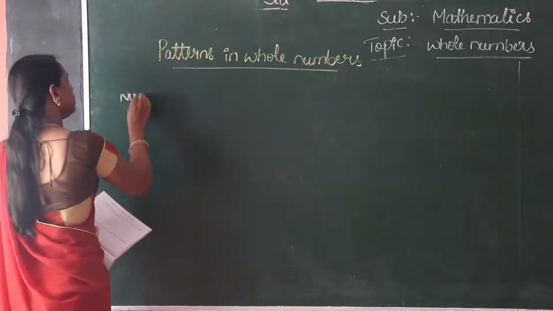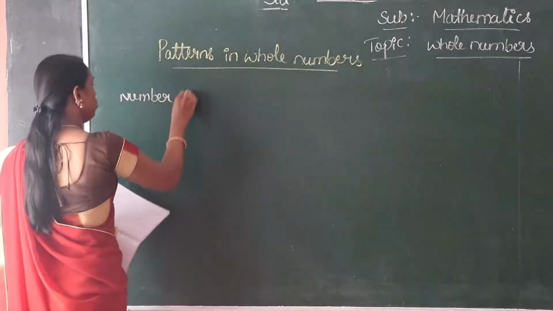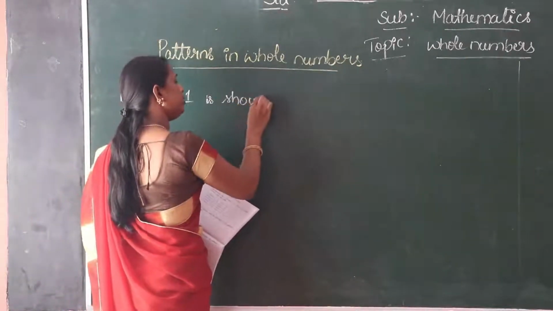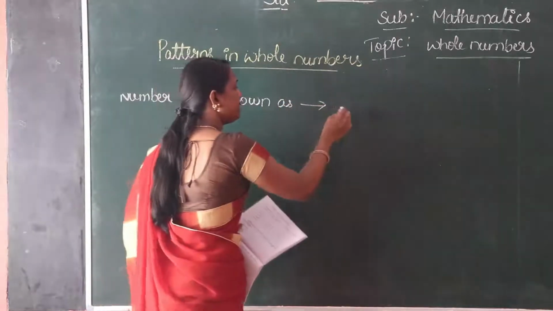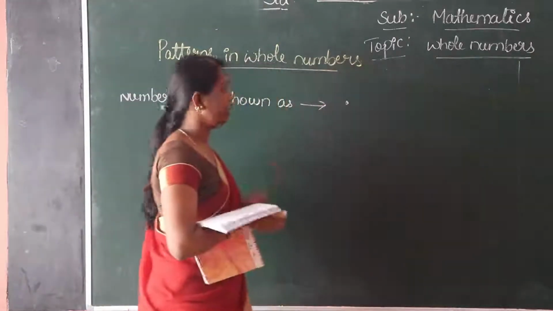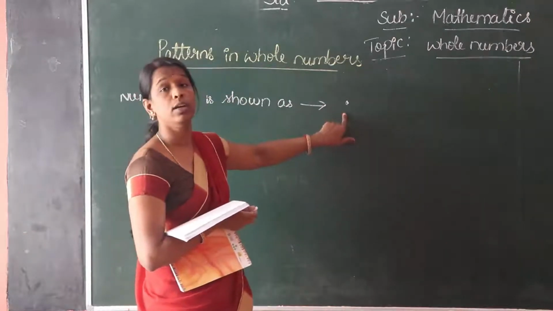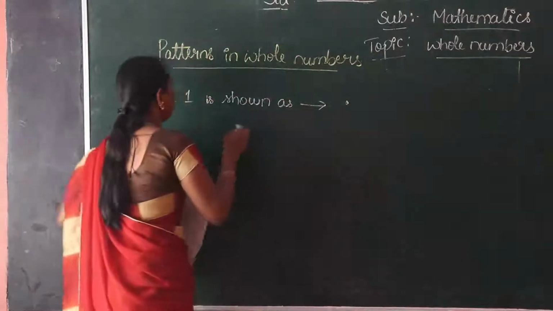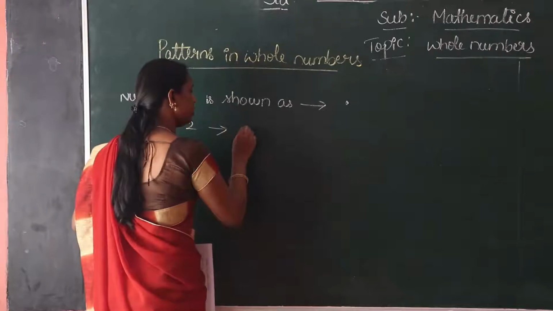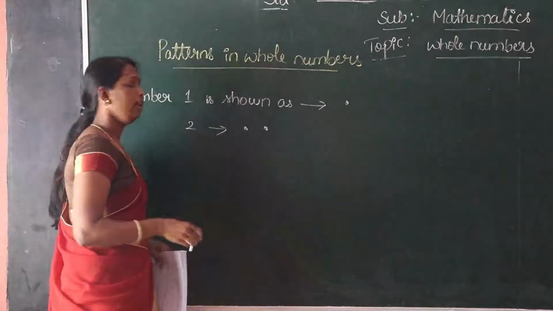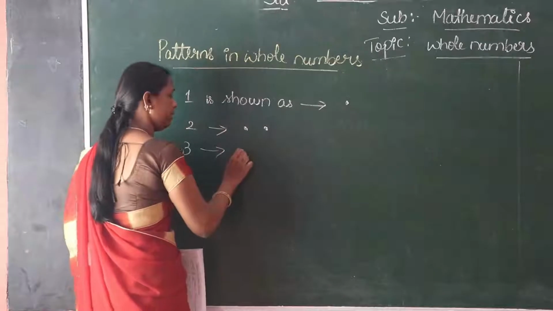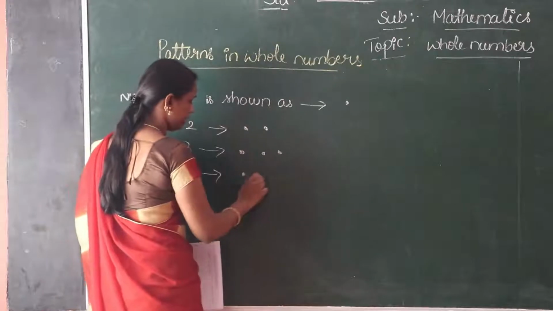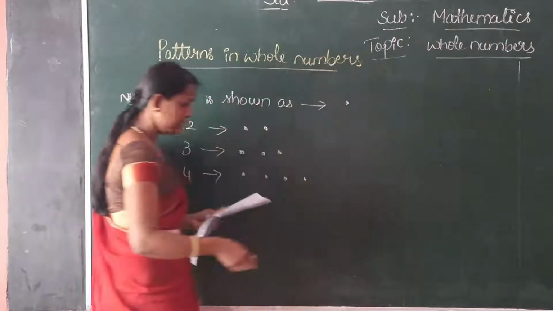Number 1. So using a dot, I will represent this. This is 1. When I write the whole number 1 in the patterns, I will put one dot. For example, 2 we can write as 2 dots, 3 as 3 dots, 4 as 4 dots. So like that we have to write.